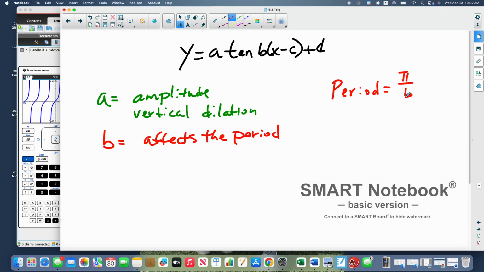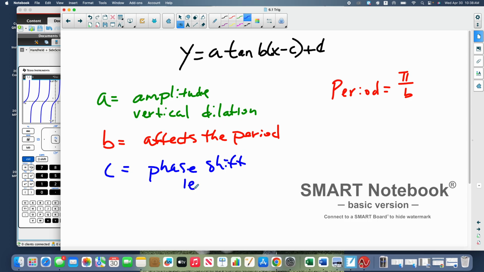All right, C value. What's the C? It moves the graph left to right. It's still my phase shift. Okay? This is still my left and right. And the D value? That's my up and down. It's kind of my midline still. On one of the tests, it called it a vertical translation, which is my up and down.